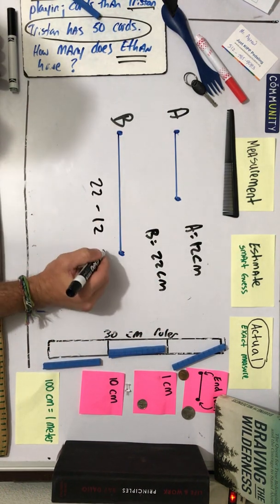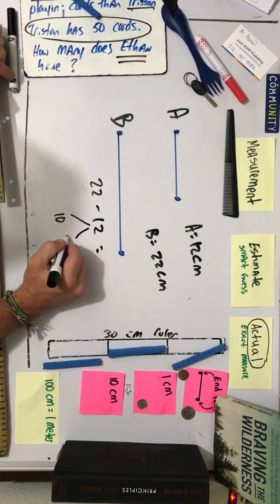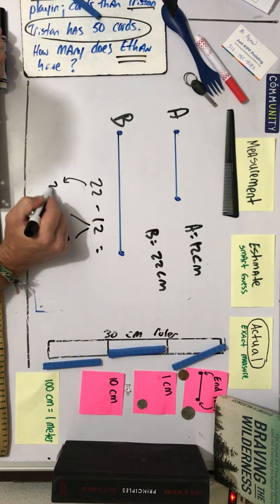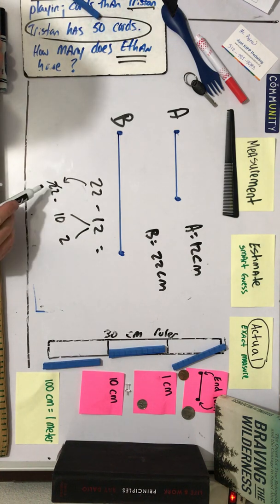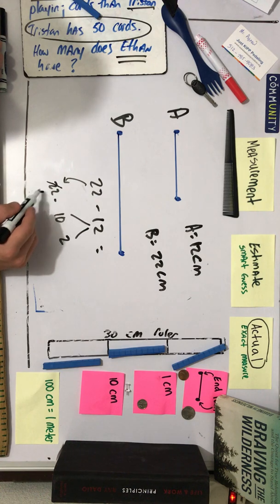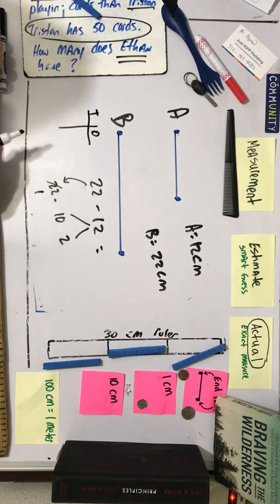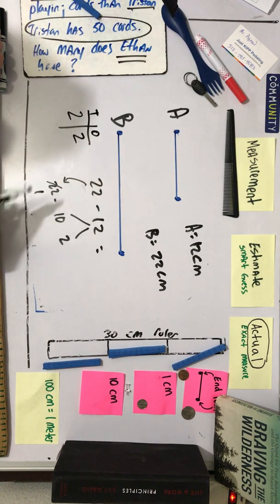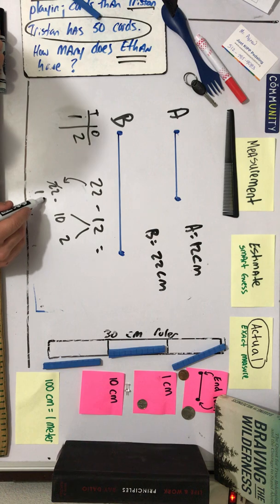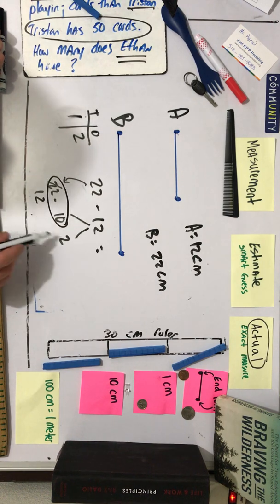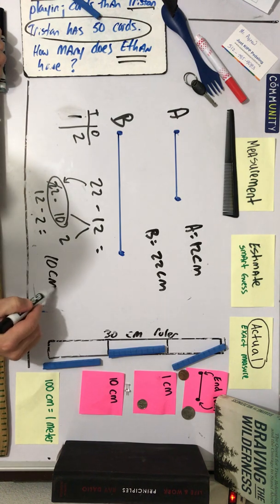22 minus 12. Let's pull this out: 10, 2. Now we have 22 minus 10. All I'm doing is taking away one of these 10s. If I take away one 10, I only have one left because there were 2 to start. When I think about my T-chart, 10s and 1s, there were 2 10s and 2 1s. We took away one of the 10s. Now instead of 2, we have 1. So this is 12. And now I need to take away 2 more. 12 minus 2 equals 10 centimeters.